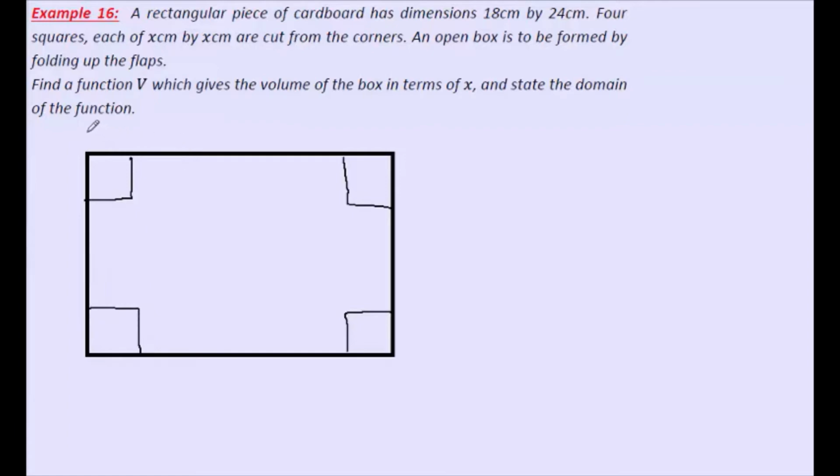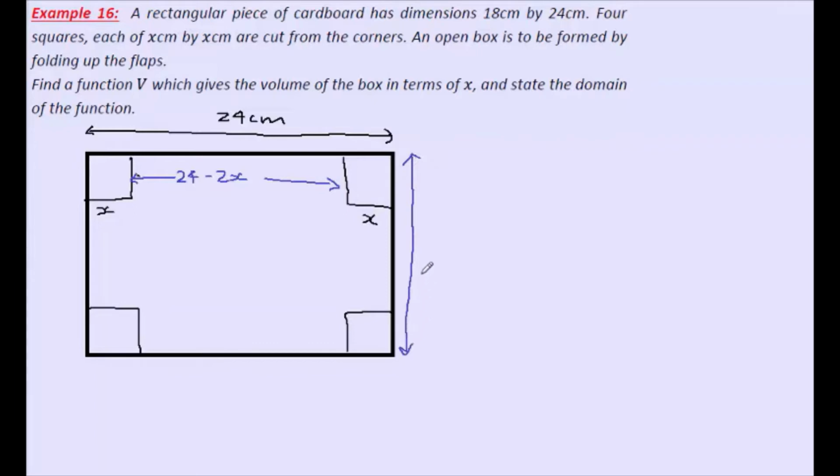Okay, so this distance from here all the way across is 24 centimeters, which means that if I cut out a square at that end and a square at that end, each to the length of x, then what I'm looking for is this distance, which I'll mark in blue, will be 24 minus 2x. Now in the same way, when I look at the height, this is 18 centimeters.